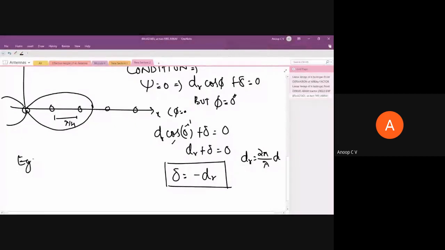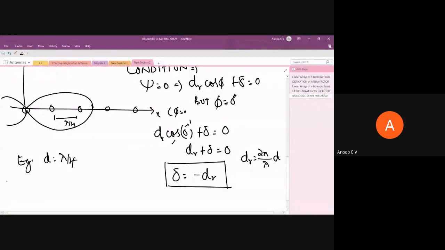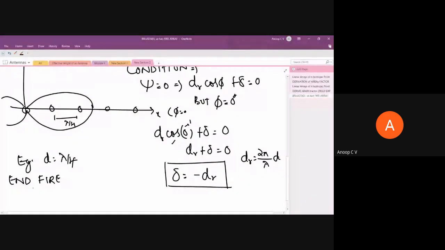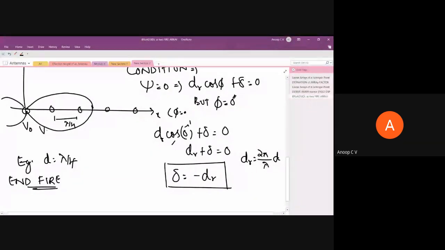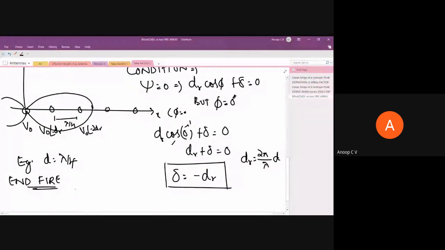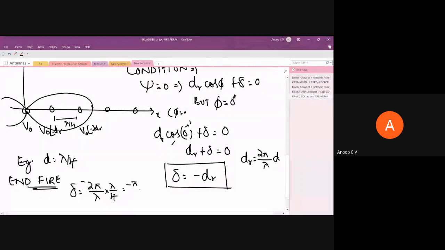Example: if d is equal to lambda by 4, the condition for that array to be end fire is that you should excite the first source V0, the second source V0 angle delta, the third source V0 angle 2 delta, and so forth. So delta should be equal to minus 2 pi by lambda times lambda by 4, that is minus pi by 2.